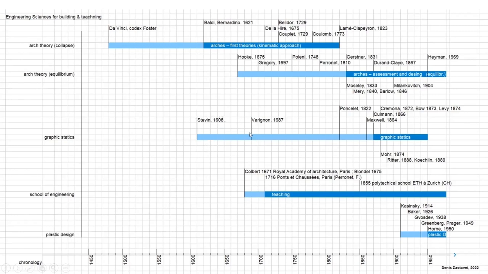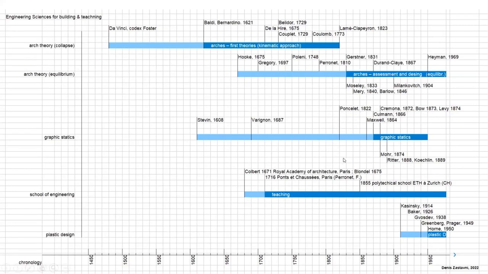Some time later, nearly 80 years later, you will have the Frenchman Pierre Varignon demonstrating all these applications that had been founded by Stevin. And then this work will be taken over by Poncelet. I will present this in more detail, getting to some engineering applications.